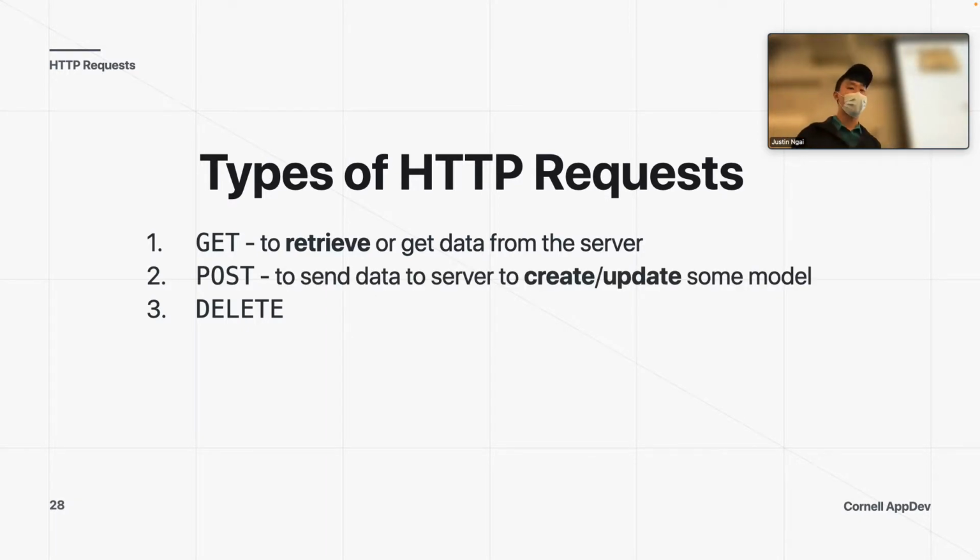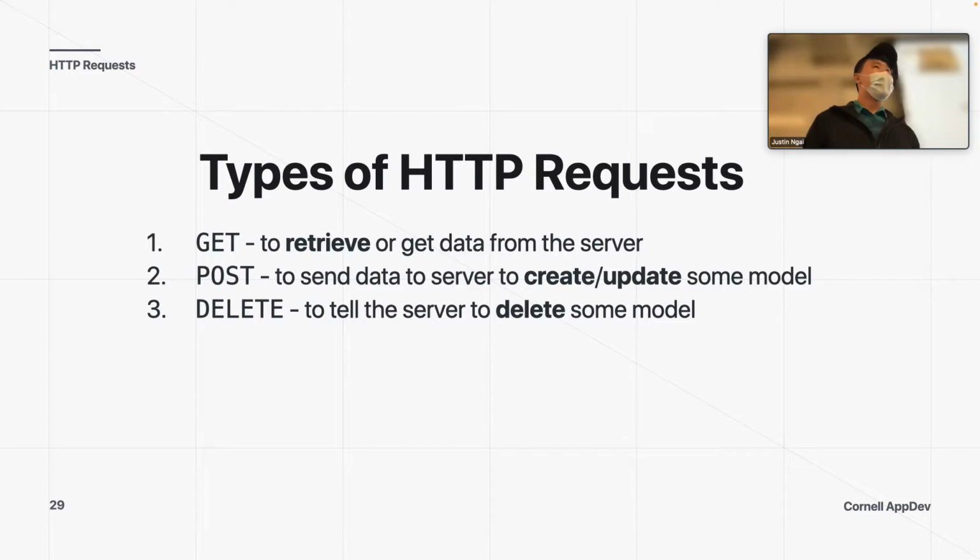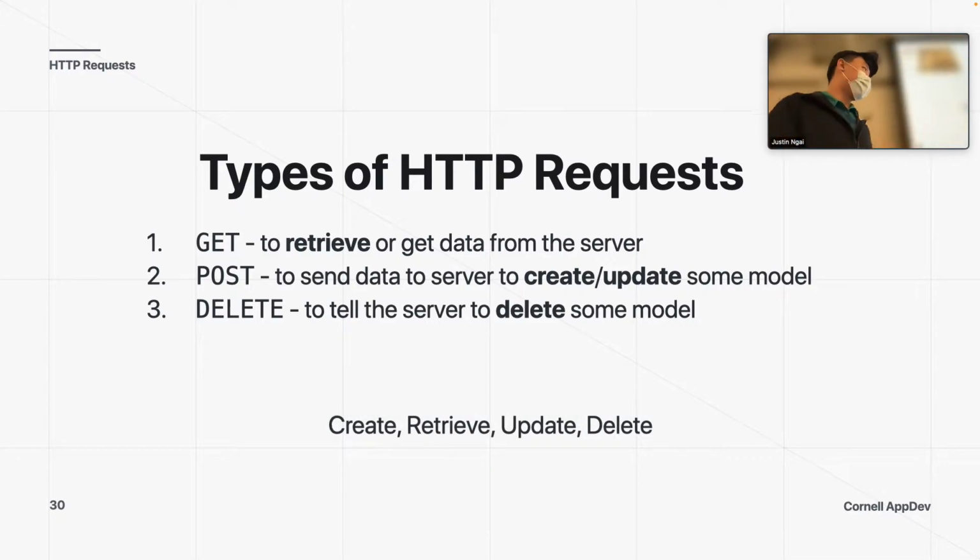The post request is used for sending and creating data, which the server will store. So get is retrieving data, post is putting data into the server. And finally, delete, based on the name, means you're not sending data, you're not getting data, but you're telling the server to delete some data in the backend representation of the model. These requests form a paradigm of CRUD: create, retrieve, update, and delete. We're not going to go into too much detail on how you set these up.